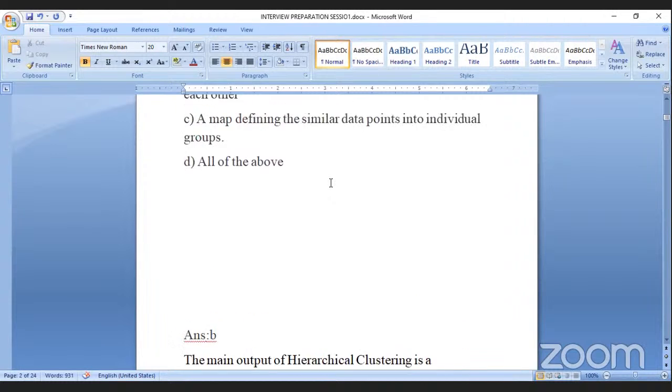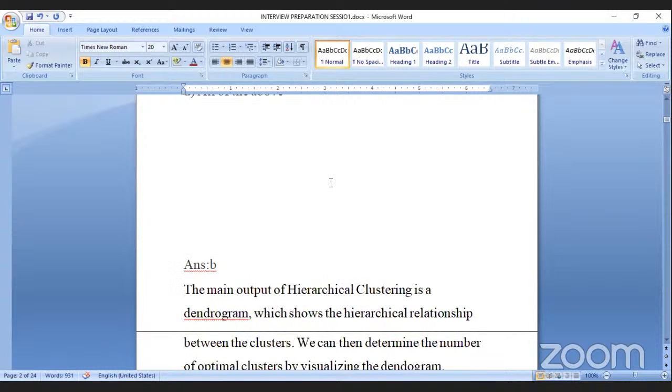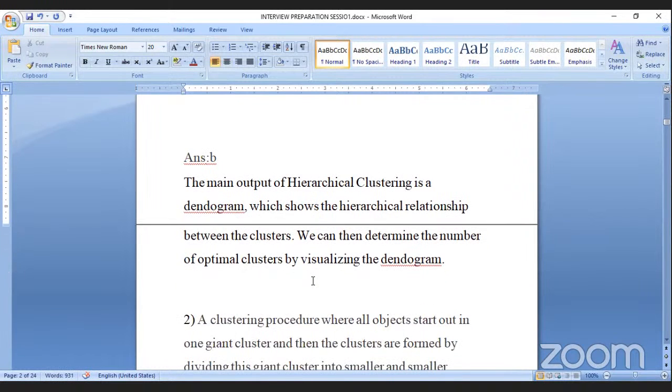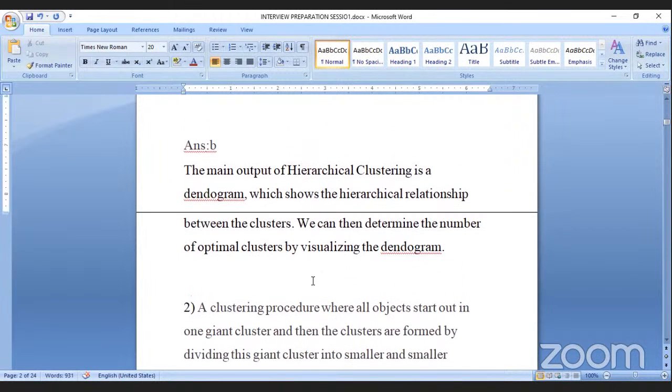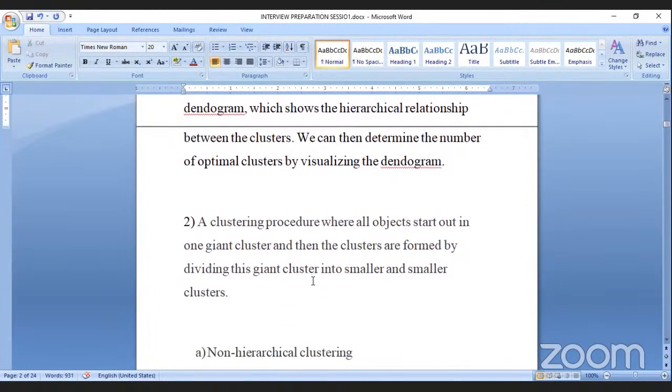So the answer is option B, that is the tree representing how close the data points are to each other. Okay, so that is nothing but the dendrogram, friends. The main output of hierarchical clustering is a dendrogram, which shows the relationship between the clusters. We can determine the optimal number of clusters by visualizing the dendrogram only. So that is the major objective of this clustering method. Just note it down. So we can move to the next question.